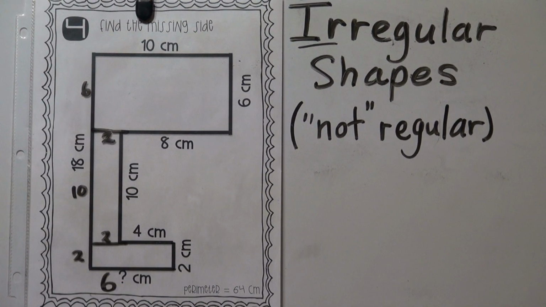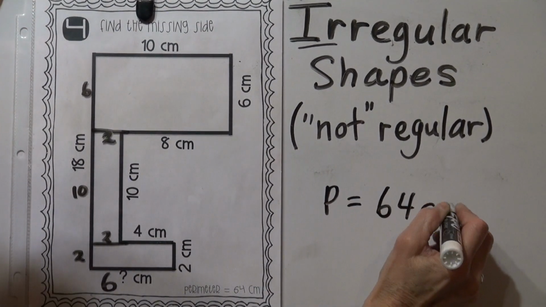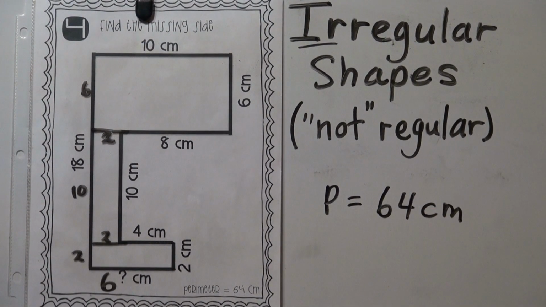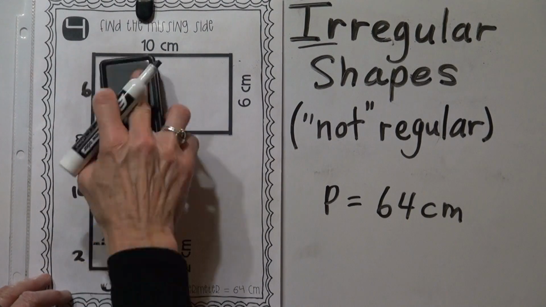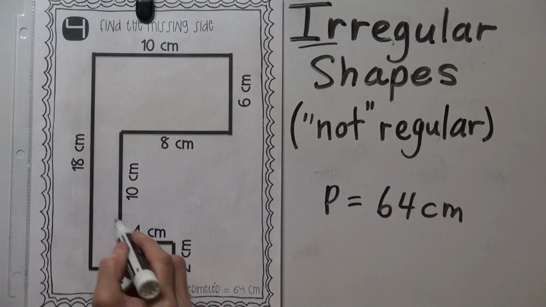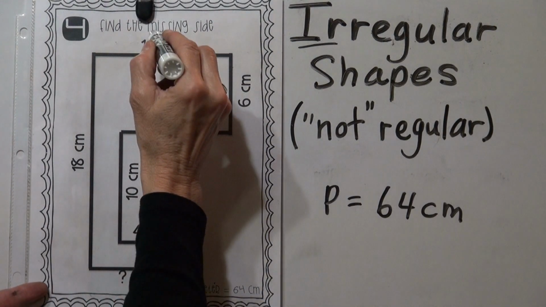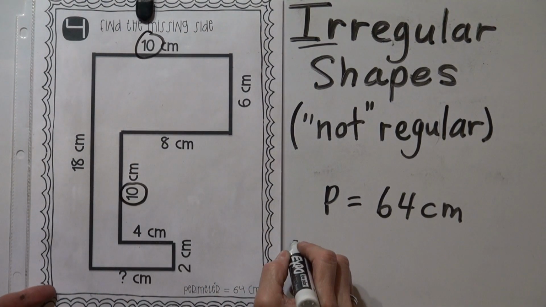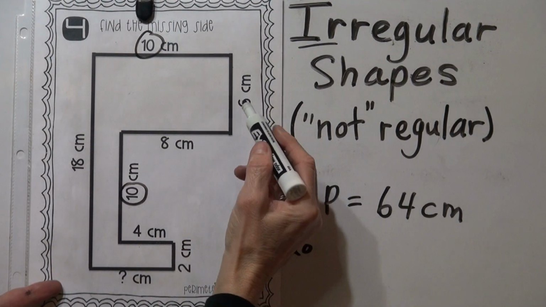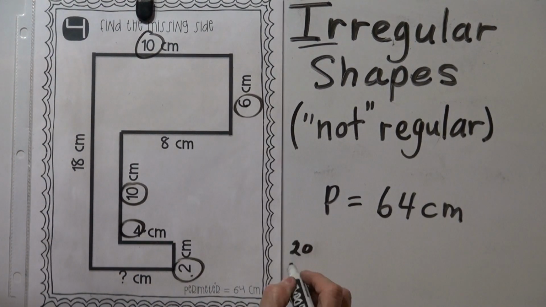Let's check ourselves and see if we're correct. Our total over here is 64 centimeters, because it tells us right here. So let's go through. I'm going to erase this so it seems a little clearer. Let's add up all the sides that we know and subtract it from 64 and see what's left. Now remember, you can go in any order you want. I'm going to go for the easy ones. 10 plus 10 is 20. 6 plus 6, so I'm going to mark these off. 6 plus 6 is 12.